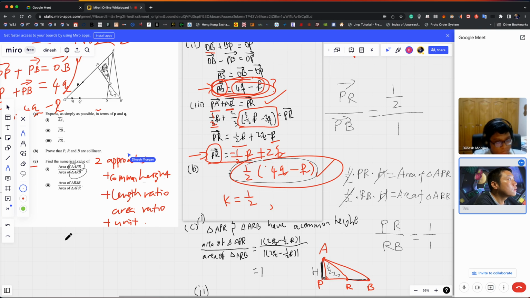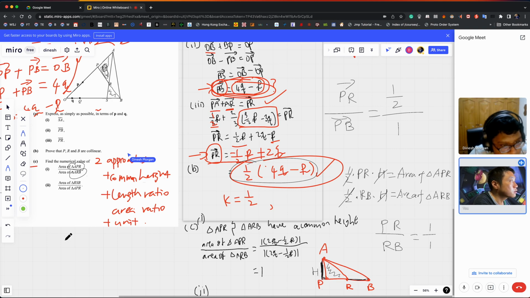How? Using unit. Oh, how? Wait. Define SRB and SAB, because they have common height.